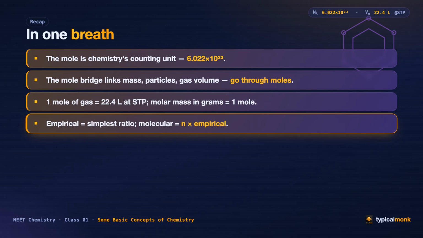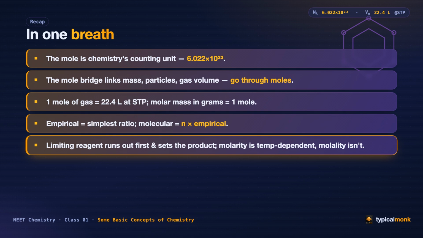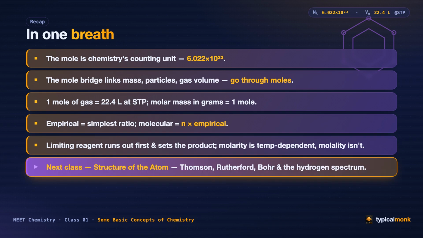The empirical formula is the simplest ratio, and the molecular formula is n times the empirical. Glucose, C6H12O6, with n equal to 6. The limiting reagent runs out first and sets the amount of product, and molarity depends on temperature while molality does not. And next class, we go inside the atom itself.